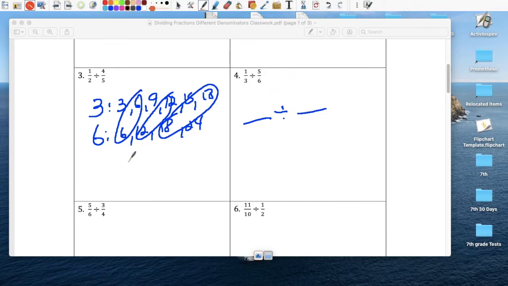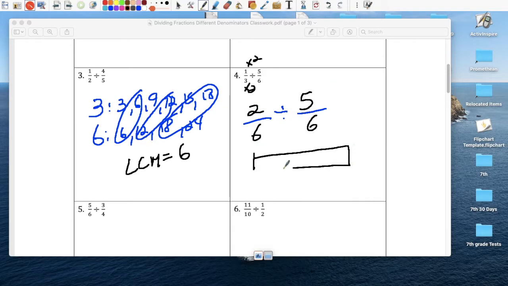So in this case, the LCM is 6. So let's put a 6 here. One of them is already a 6. We don't have to make any changes. The 3 became a 6 by multiplying by 2. So I multiply the top by 2, and I get 2 over 6. So let's draw this out. 1, 2, 3, 4, 5, 6. 1, 2, 3, 4, 5, 6.